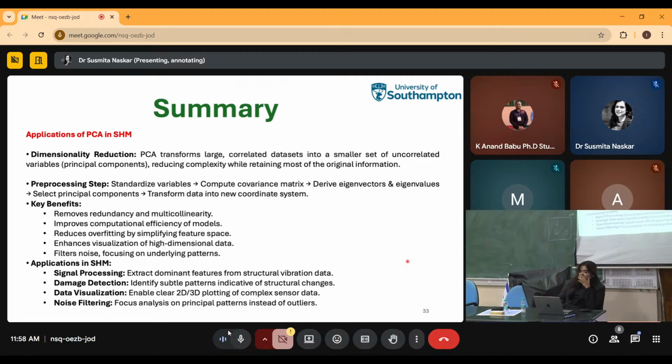And then with PCA, this is not mentioned here, we have also used LDA to understand when we have multiple damages or multiple states to identify. That's when we try to use LDA as well.